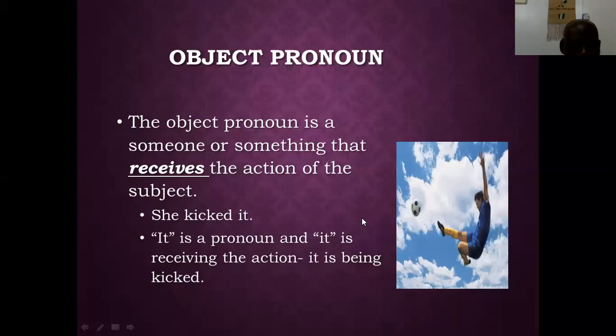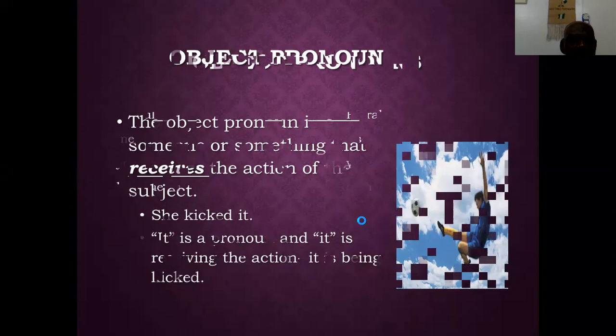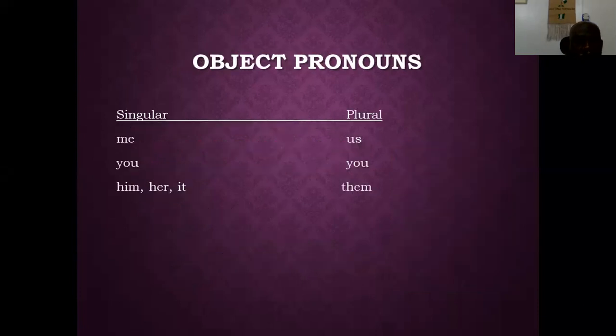That was the sentence. She kicked it. Now, it is a pronoun and it is receiving the action. It is being kicked. It is an example of an object pronoun. It is in the position of the object of the sentence. Now let us look at more examples.